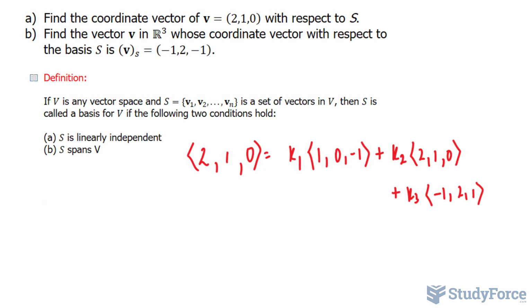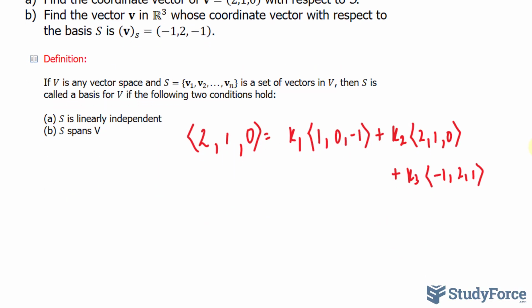Once we have it written this way, we can now set up our equations. Our first equation will relate the x components, second being the y, and third being the z components. Here's what I mean. So I'll write down k sub 1 times 1 is k sub 1, plus 2 times k sub 2 minus 1 times k sub 3, and that is equal to 2.